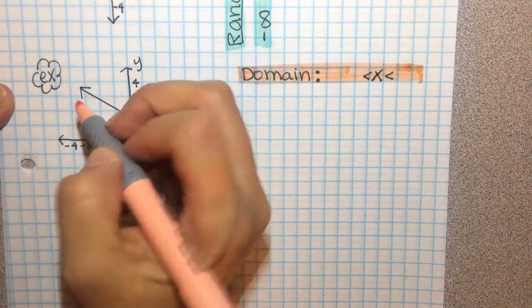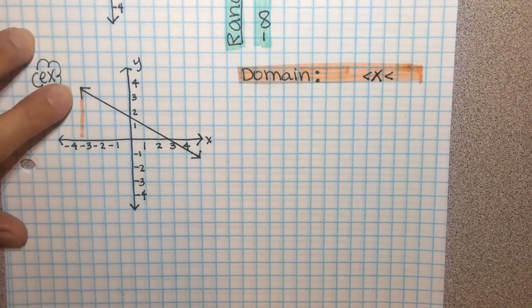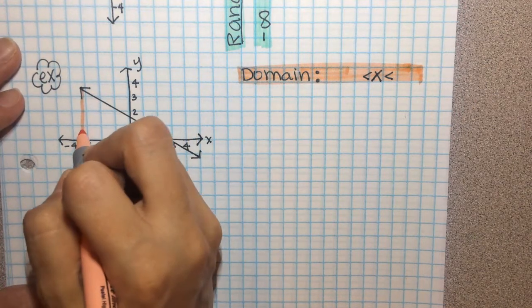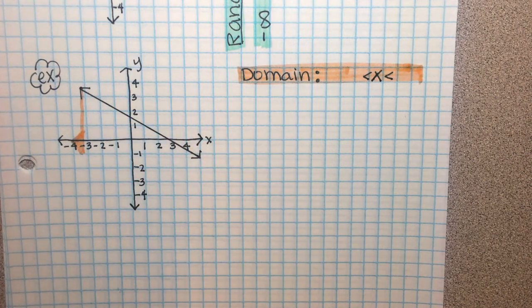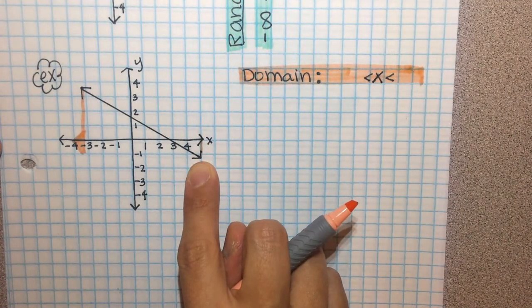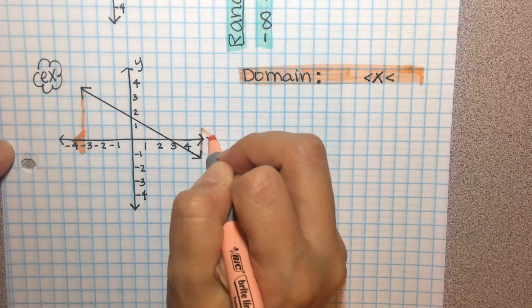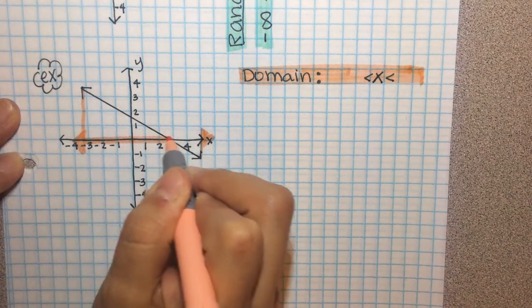Left to right, start here and go down. What is that at the end? An arrow. Go to the end, go up. What do I have at this end? Another arrow. And then connect.